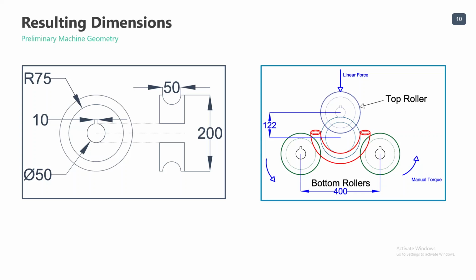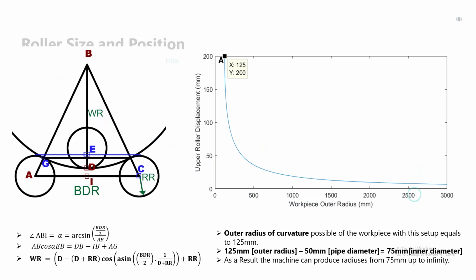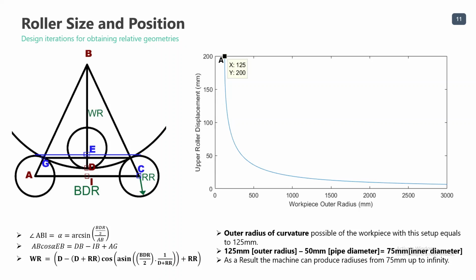122 mm represents the maximum displacement needed to obtain the required radius of curvature. The design was considered efficient because the upper roller did not have to go all the way down to achieve the required radius. This is how it was calculated. On the left the geometry constraints were drawn to calculate the roller size and relative position. This drawing helped in relating all the variable parameters and visualizing them in 2D, helping us to convert it to a mathematical model shown in figure B.